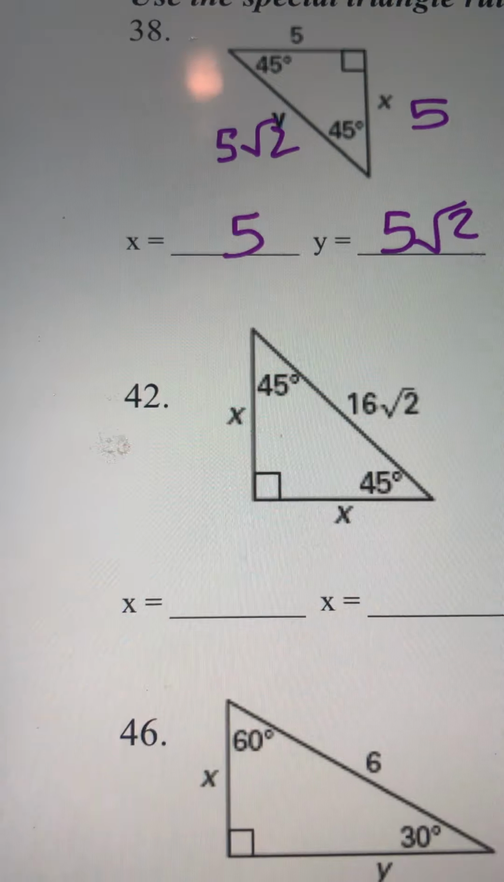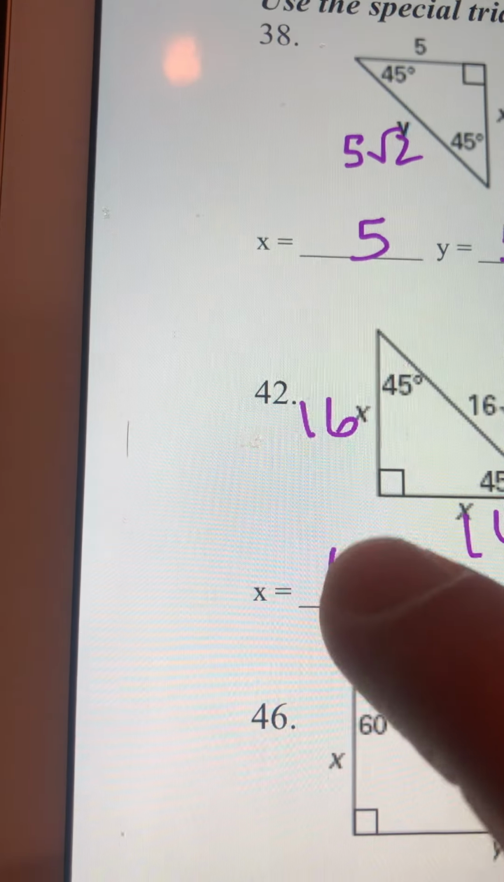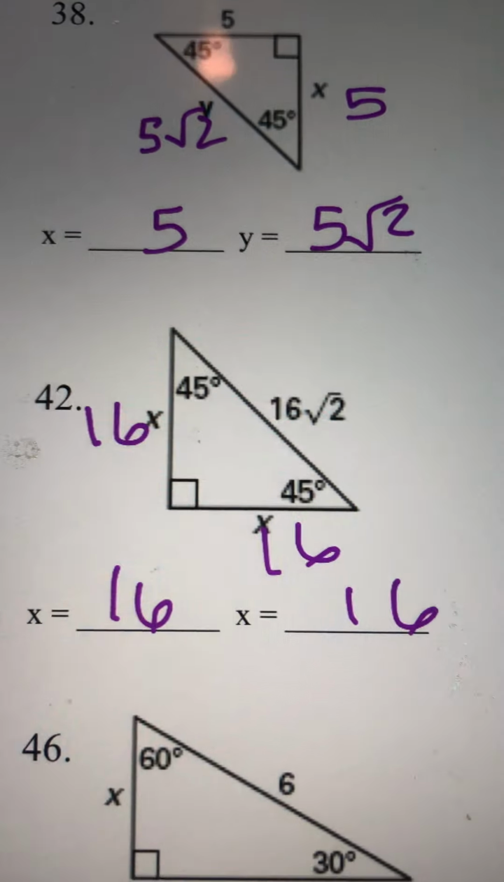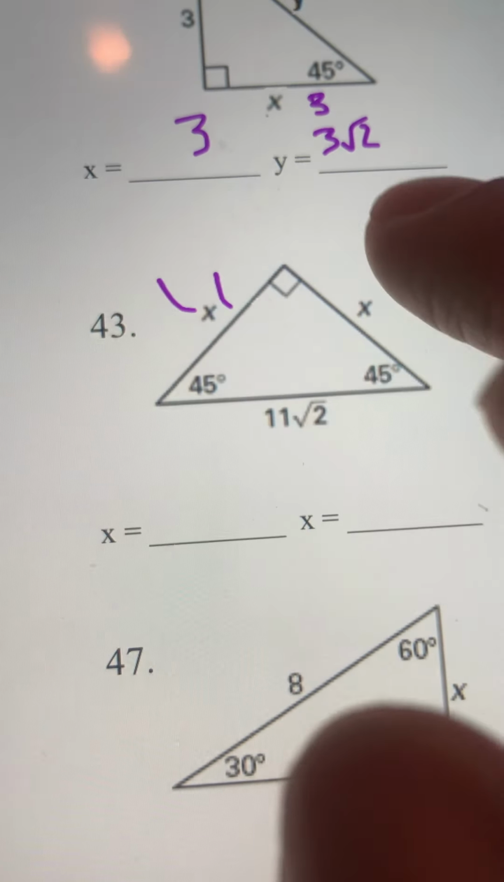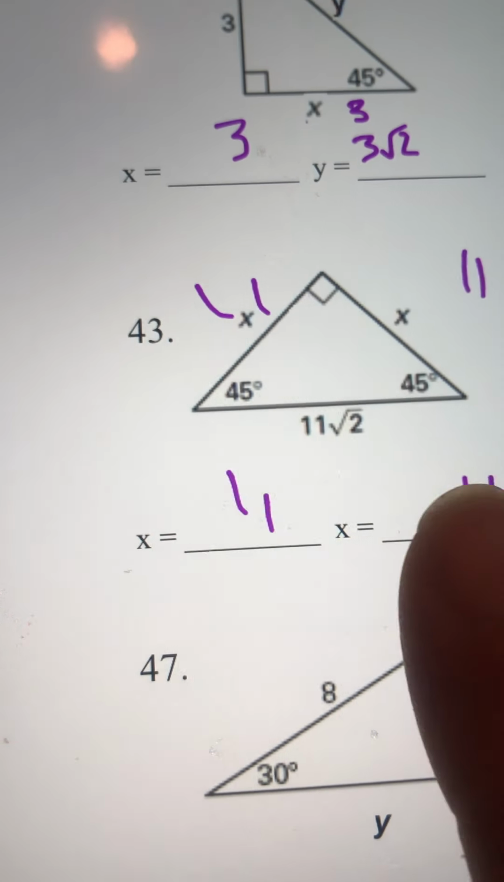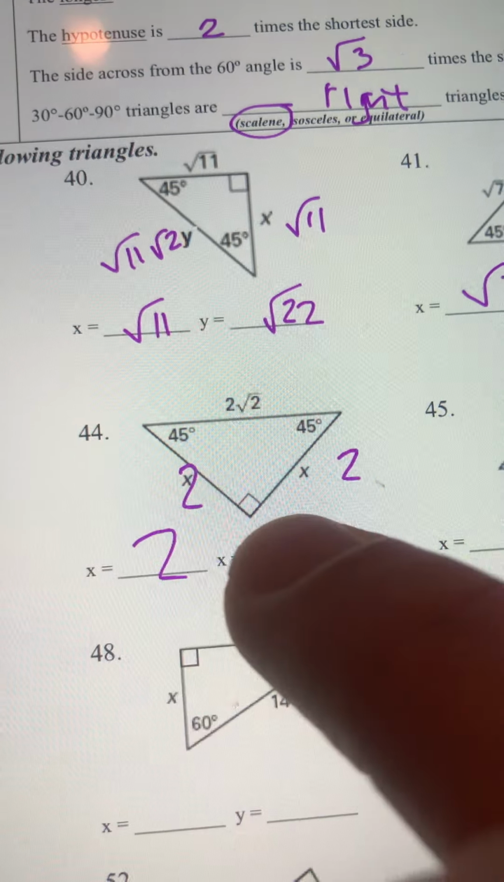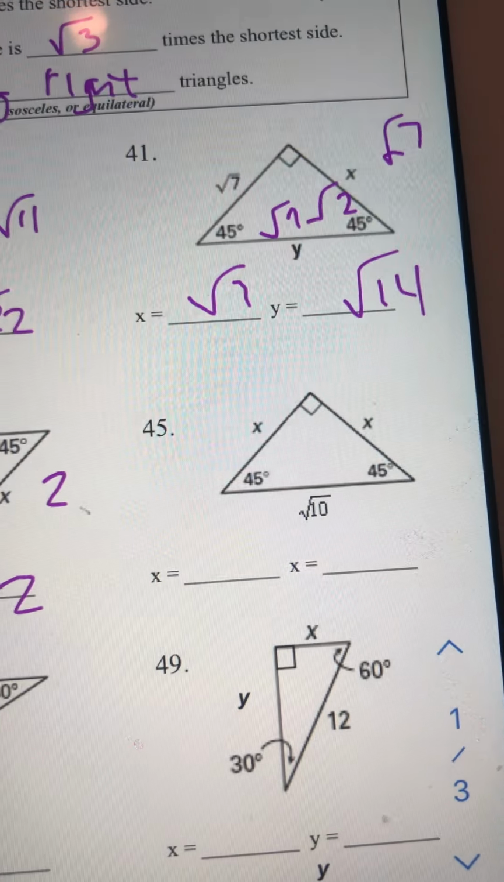I have another row of 45-45-90s. This is the row where they gave you the hypotenuse. So if the hypotenuse is 16 root 2, those two sides are 16. If the hypotenuse is 11 root 2, these two sides are 11. In 44, if it's 2 root 2, then these two sides are 2. And then this is the only hard one.